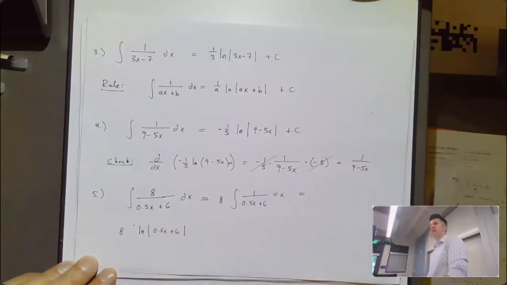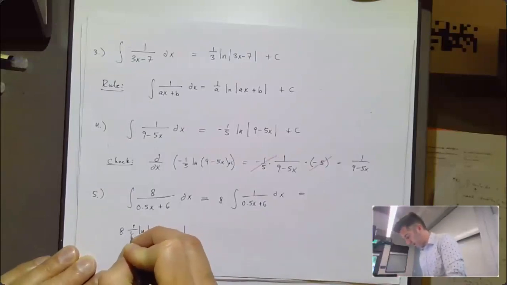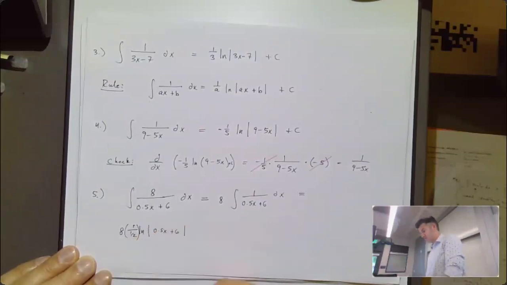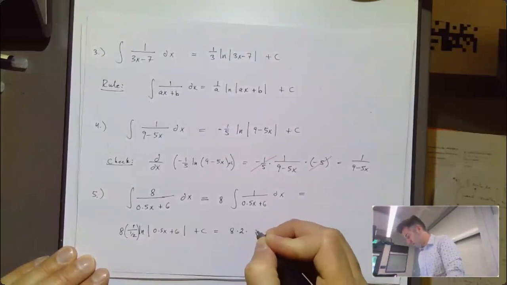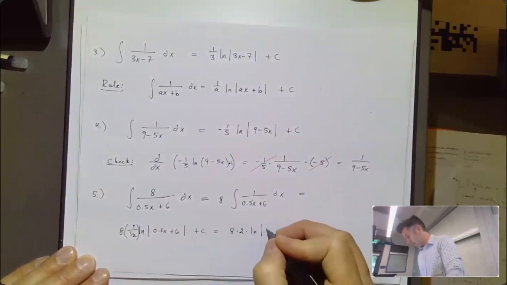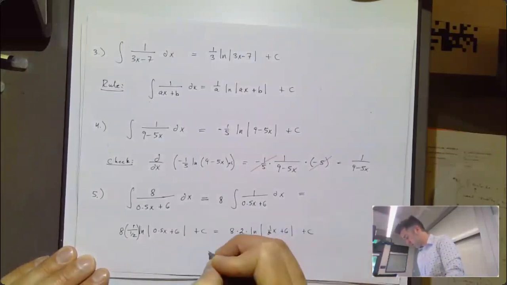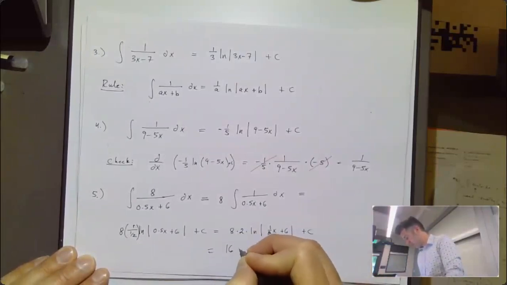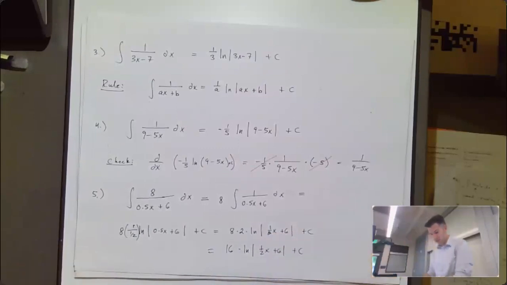Now, maybe it's easier if I write that as a fraction. Instead of dividing by 0.5, maybe it'd be easier to think about dividing by 1/2. Really, dividing by 1/2 is the same as multiplying by the reciprocal. So that's going to equal 8 times 2 times the natural log of the absolute value of 1/2 x plus 6 plus c. So we're getting 16 times the natural log of 1/2 x plus 6 plus c.